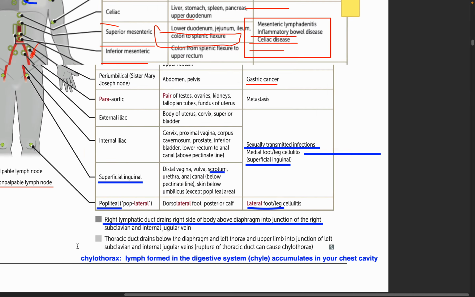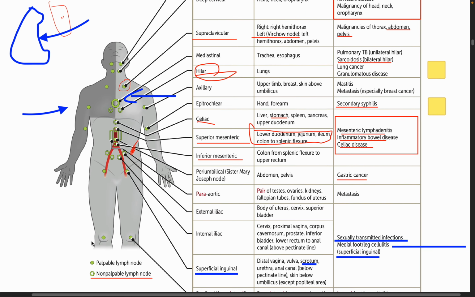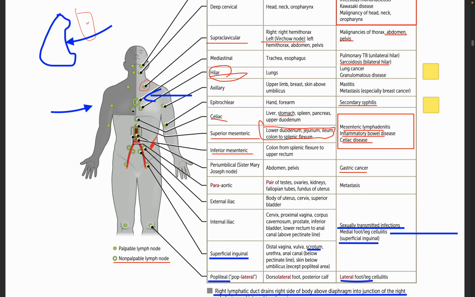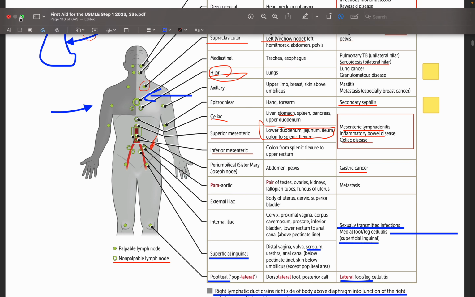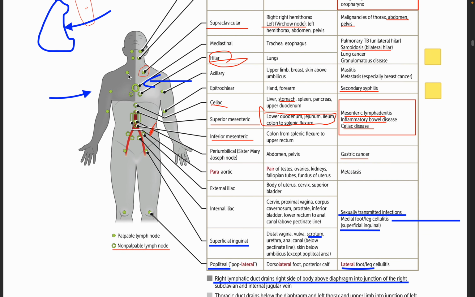Okay, so see now this. Just tell me when the image gets clear on your screen. Am I clear to you on the screen? Okay, just give me a second. Now it's back. See this dark area, all the lymph nodes in this dark area on the right side above the diaphragm are getting drained into a duct named the right lymphatic duct. And that right lymphatic duct will eventually drain into the junction of the right subclavian vein and internal jugular vein.